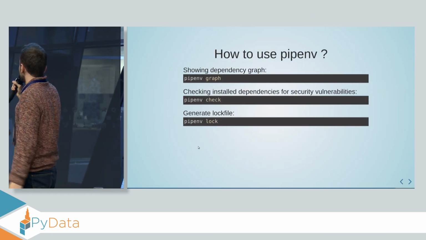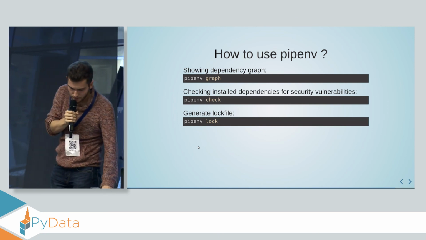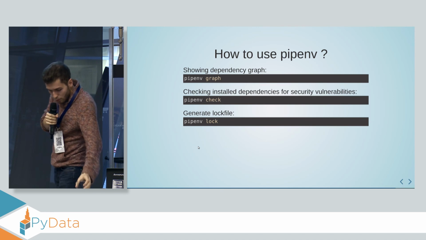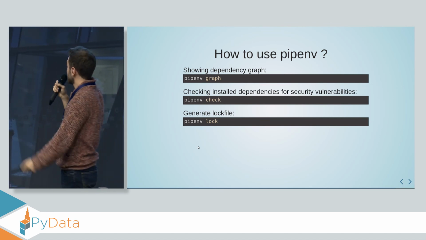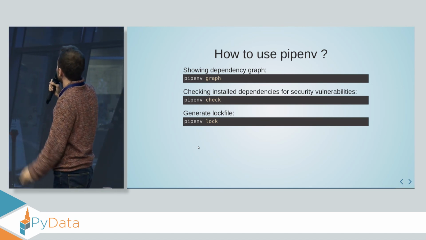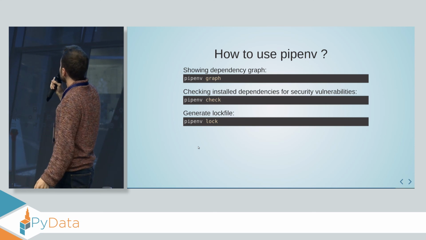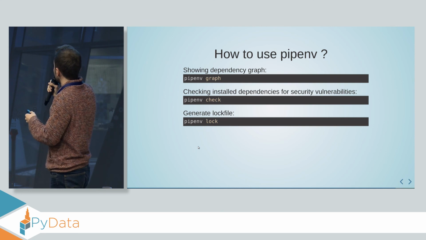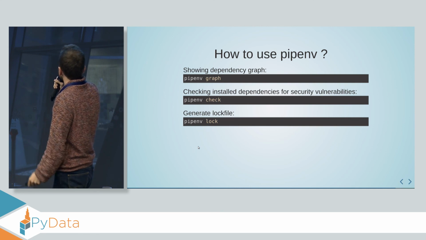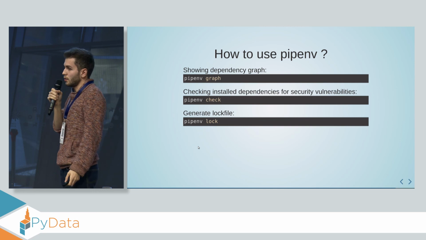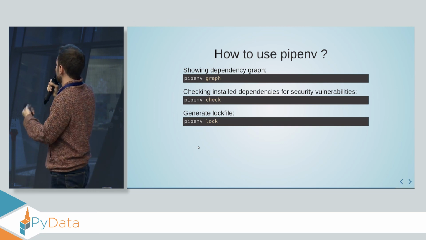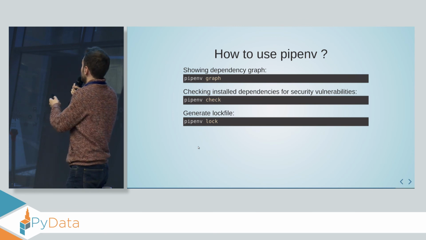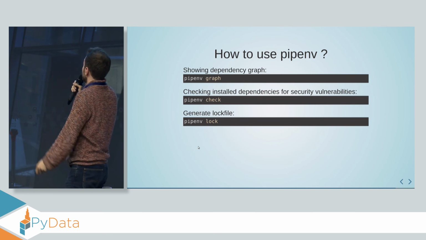It also has a few additional features. One of them is pipenv graph, which is useful for looking at what the dependency graph of our project looks like. We also have pipenv check, which checks for security vulnerabilities of our installed packages. And we can also manually generate a new lock file, so it will update the versions, with the pipenv lock command.